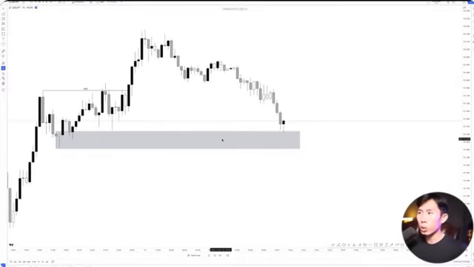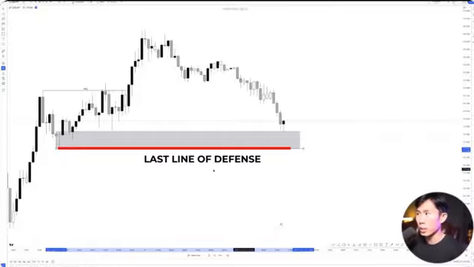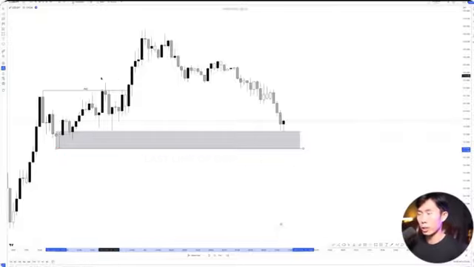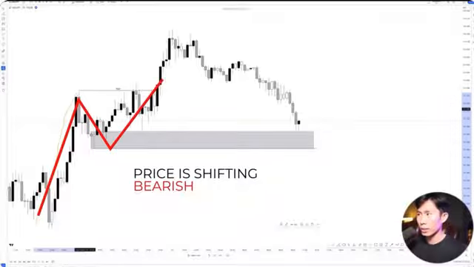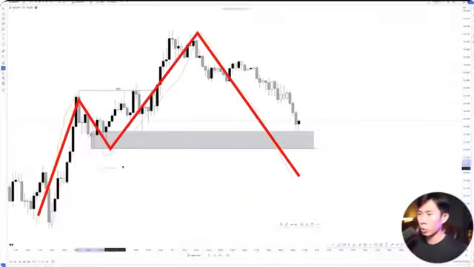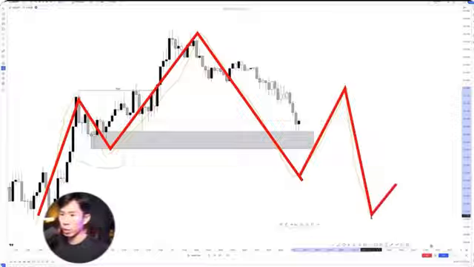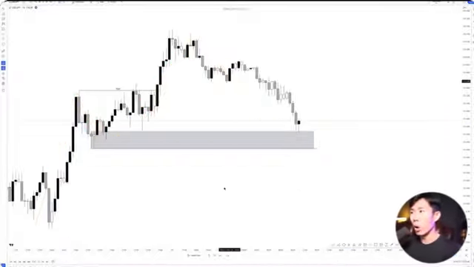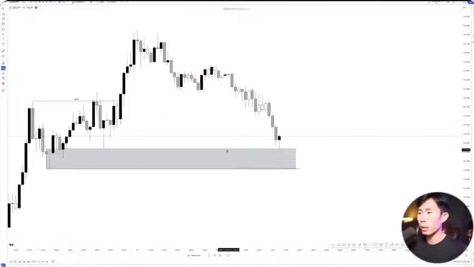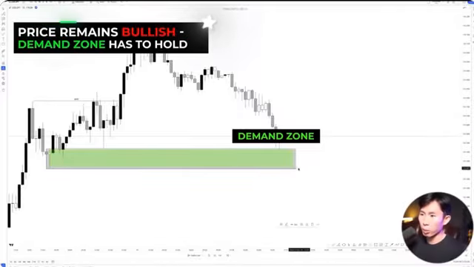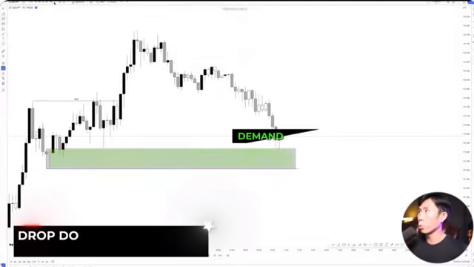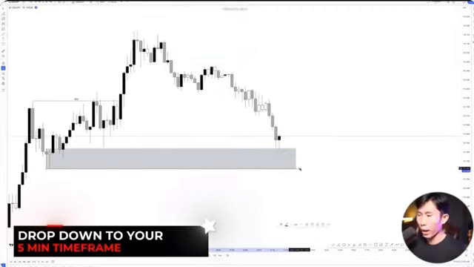So once price steps into this extreme zone, you must understand that this is indeed the last line of defense, because this is the last swing low that led to this break of structure. If price comes down and takes out this swing low, price is shifting bearish, and we're going to start creating lower highs and lower lows. So in order for price to remain bullish on a 15-minute time frame, this demand zone has to hold. Once price steps into this extreme zone, that is where you drop down to your 5-minute time frame to look for your entry model.